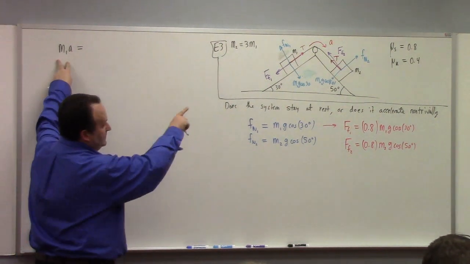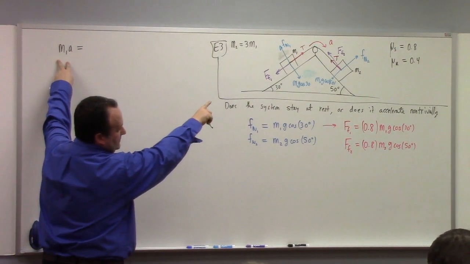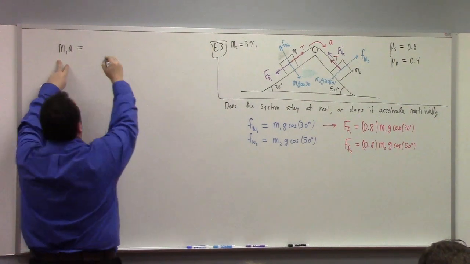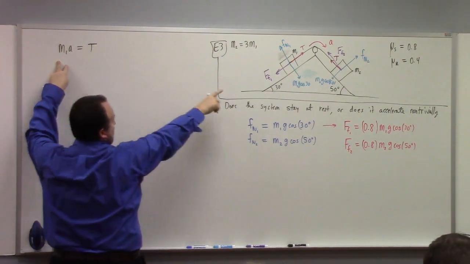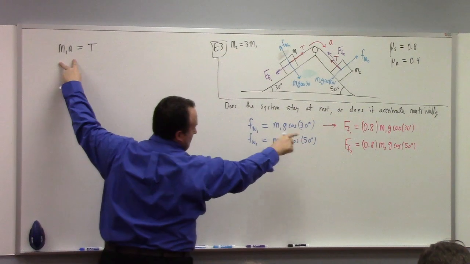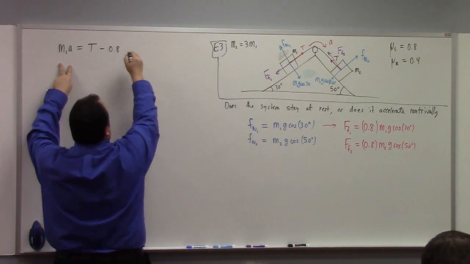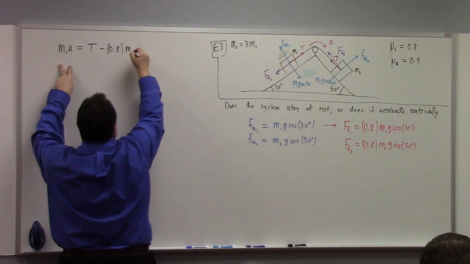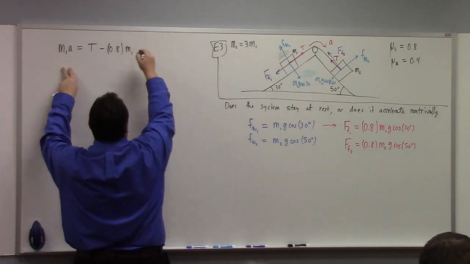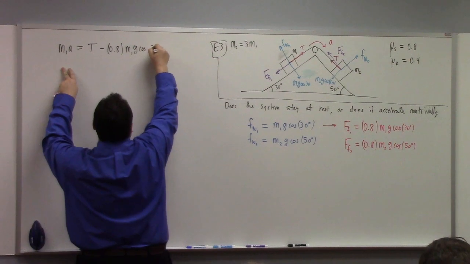So m1 a is what? It's T minus the force of friction 1, which is equal to 0.8. I debate whether I should put a mu there instead of the 0.8, but anyway, I'll stick with it. g cosine 30.